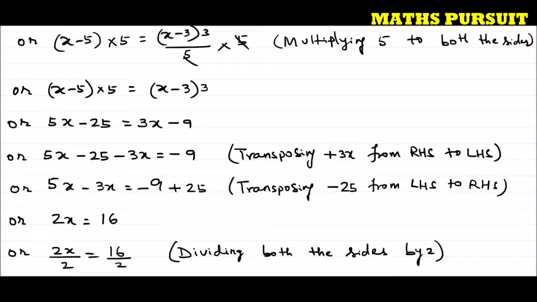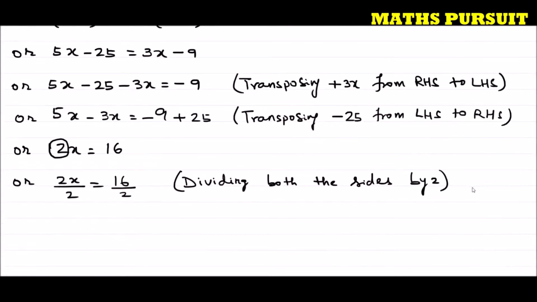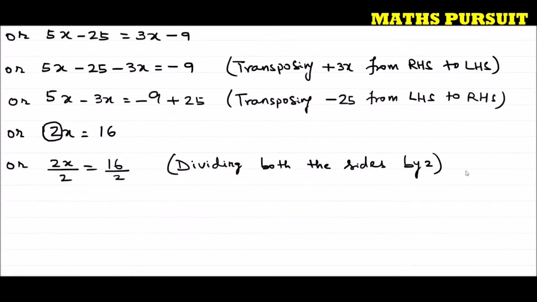And why am I dividing? I want to eliminate this 2 from x. If I can eliminate this 2 from x, then only I can find the value of x. In order to eliminate this 2 from x, I divided the left side of the equation by 2.